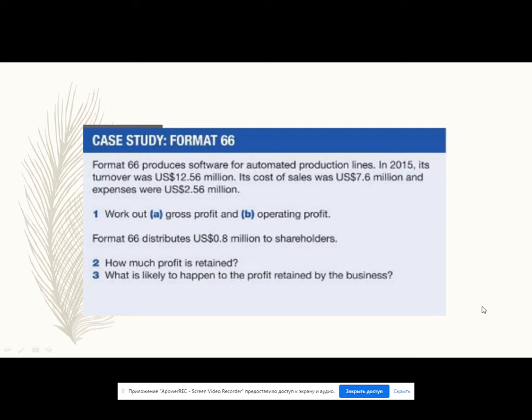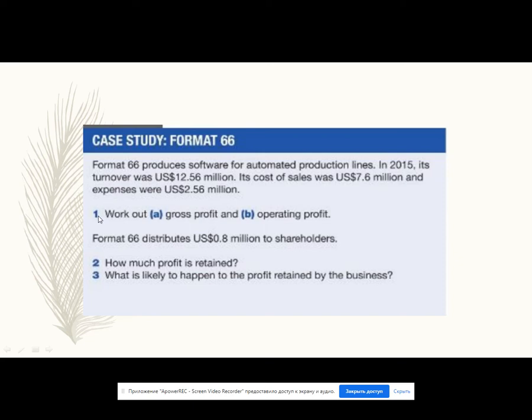Let's have a look at this exercise. So Format 66 produces software for automatic production lines. In 2015, its turnover, or sales turnover, was 12.56 million. Its cost of sales, you remember that under cost of sales we understand raw material, was 7.6 million, and expenses were 2.56 million.